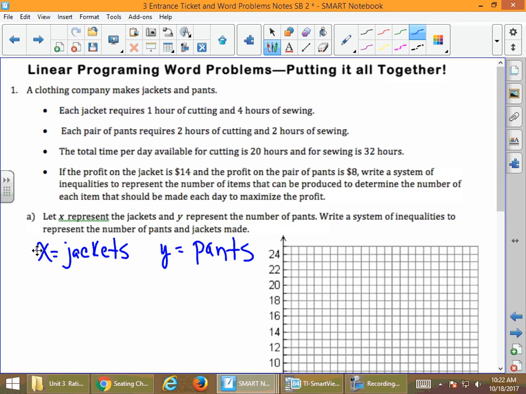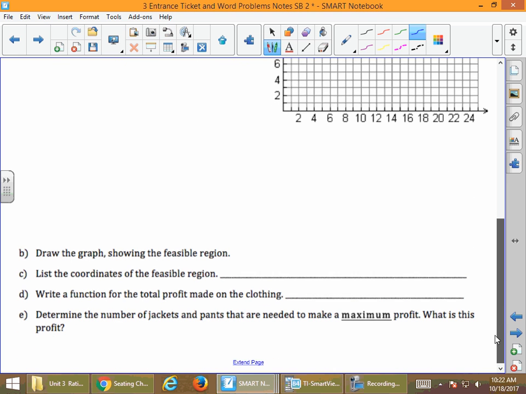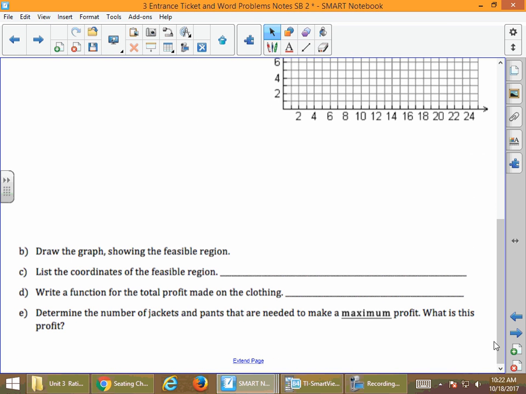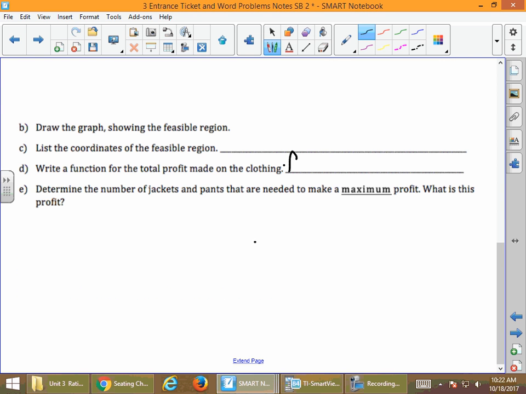But the second thing that we did is we wrote down what the objective quantity equation was, and that is the money part of this. So I'm going to jump down here to part D, which is writing a function for the total profit made on the clothing. It's going to be F of X comma Y, F of X and Y.